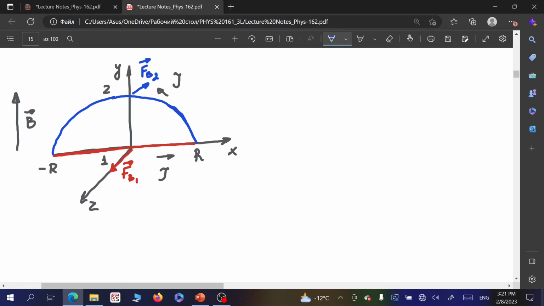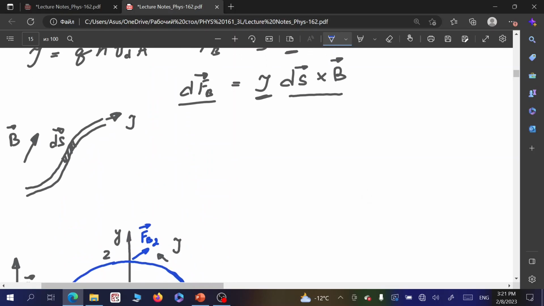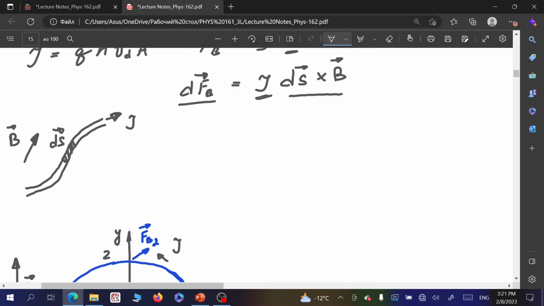So now we have the directions of magnetic force vectors, and let us determine their magnitudes. If we want to determine the net magnetic force exerted on some conductor with not straight shape, we want to integrate this expression from point A to point B, which defines beginning and end of the segment of the conductor we are interested in.